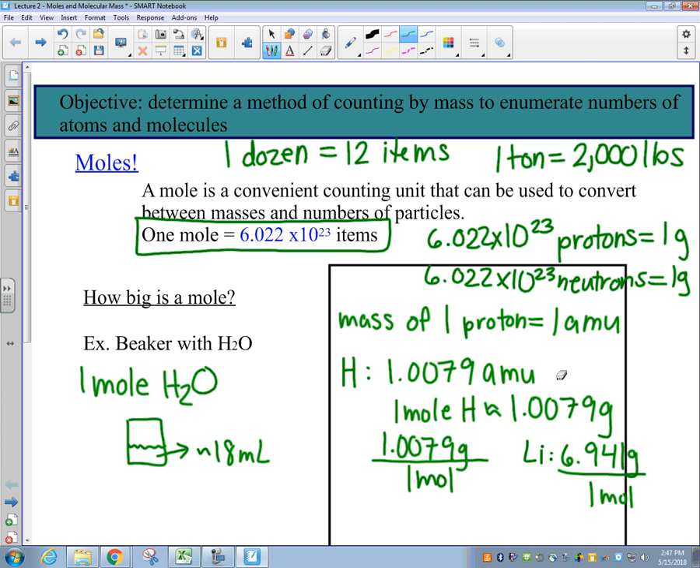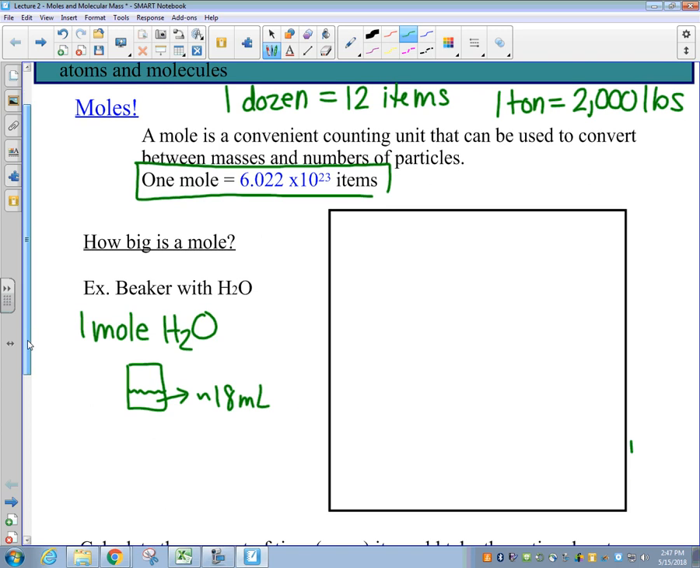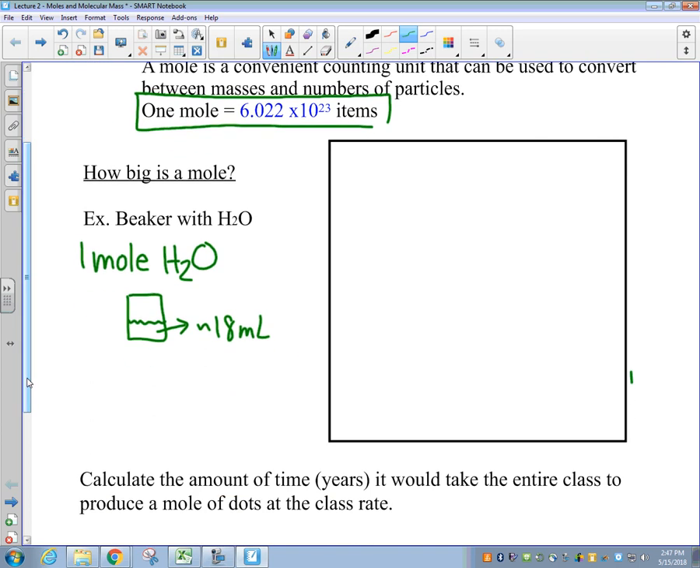So we'll be using this unit and this conversion factor of 1 mole to a specific mass many times during the course of the semester. I'm going to go ahead and erase this space a little bit so that we can look at another way to kind of picture how big a mole is. So we have the beaker with water showing that a very small amount of water is equal to 1 mole of water molecules.